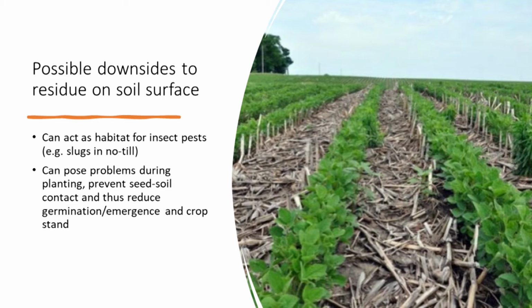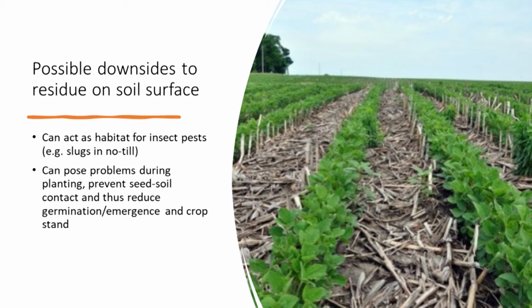Residue also poses a problem during planting, like a physical problem with the planter. It can prevent good seed to soil contact and reduce germination and emergence, and thus lower the crop stand. We'll talk a little bit about that. And most farmers that want residue, they're no-till farmers. They don't till. They have lots of residue. They adjust their planters to deal with this, but it is a problem, and it slows down germination, emergence. It can cause hair pinning, etc. We'll talk about that more.